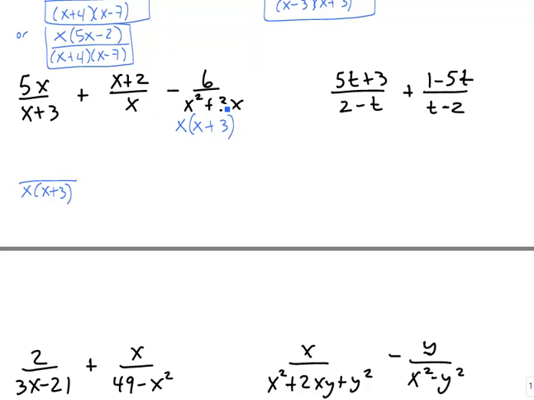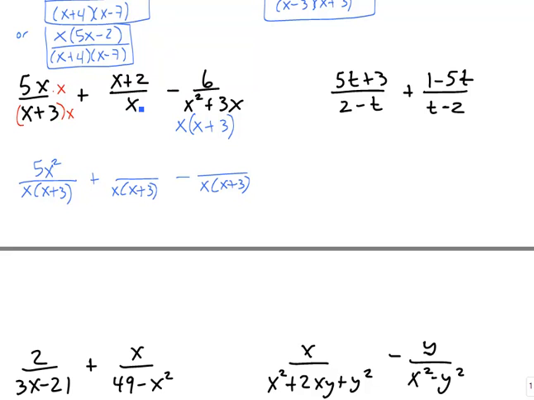So let's rewrite our 3 fractions so that they have this new denominator. So in the first fraction, I already have the x plus 3. What I'm missing is the x. So we would need to multiply this times x on the bottom and times x on the top. What's 5x times x? That's going to be 5x squared. So that's our new numerator.